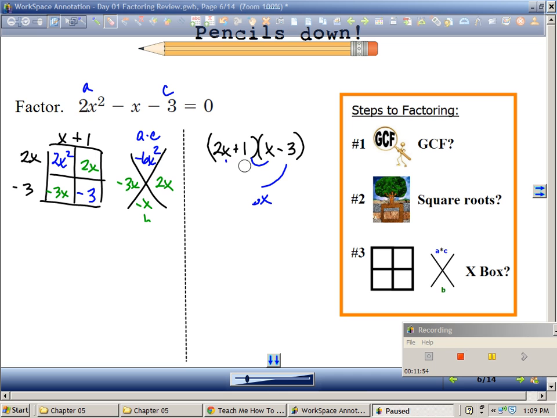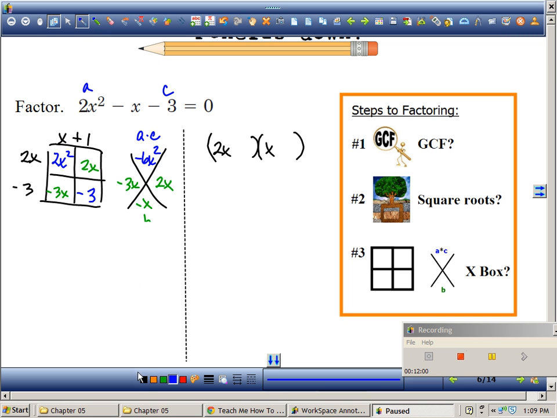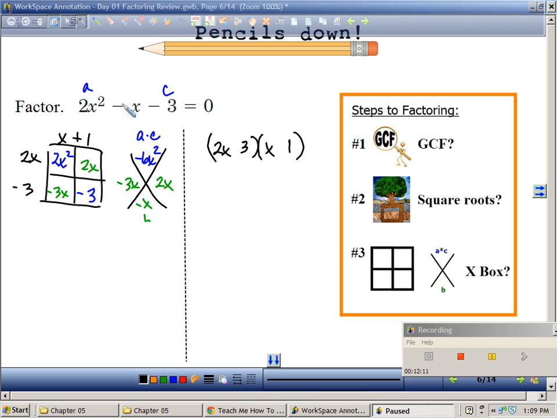No. Let's try something different. Let's try 3 and 1. Which one do you want to make negative? Really? This is a negative x. Negative 3x, positive 2x equals negative x. See how I'm checking it to make sure it matches? That is the second method.